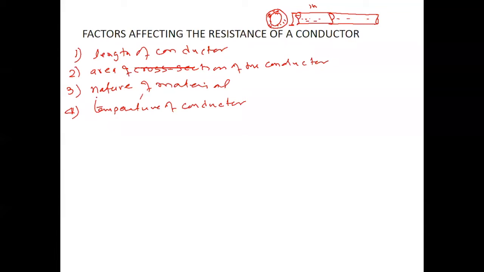So, as I said to you, length of the conductor: if it increases, there are more collisions. So resistance is directly proportional to the length. Area of the cross section of the conductor: suppose this is a one-way road, and these three cars, three more cars are going. What are the chances of these cars colliding in this road?